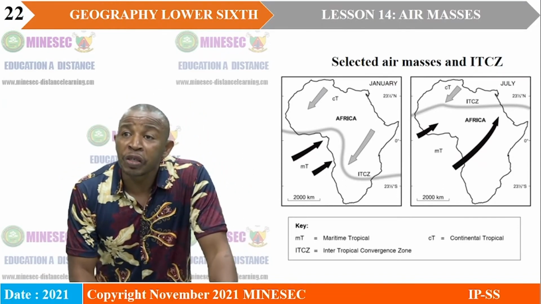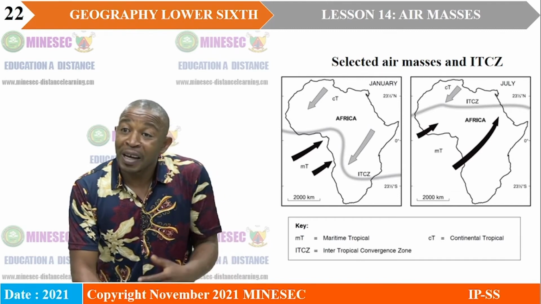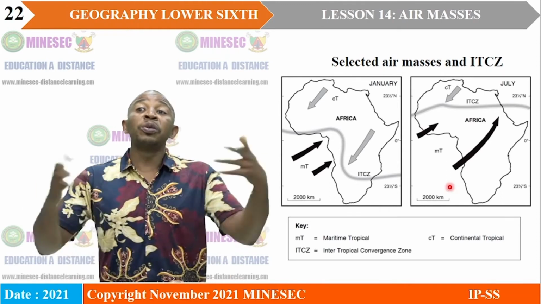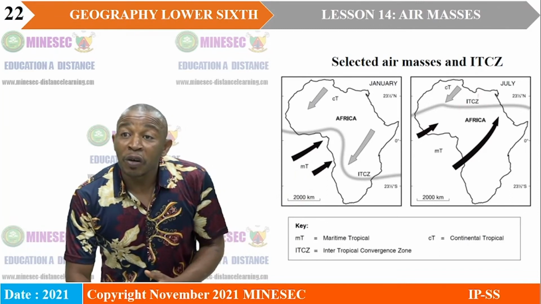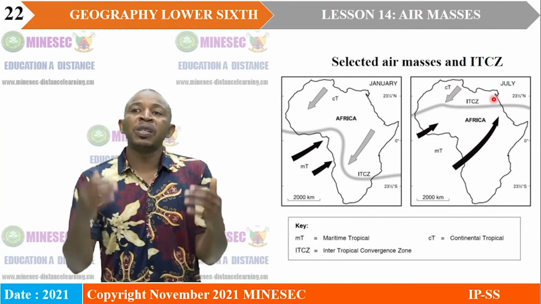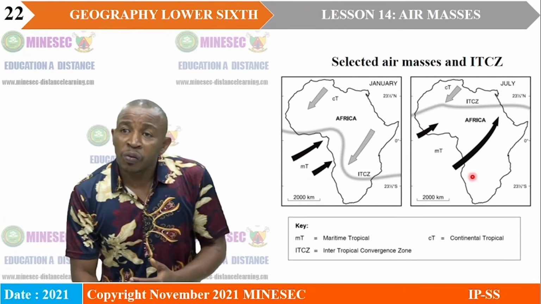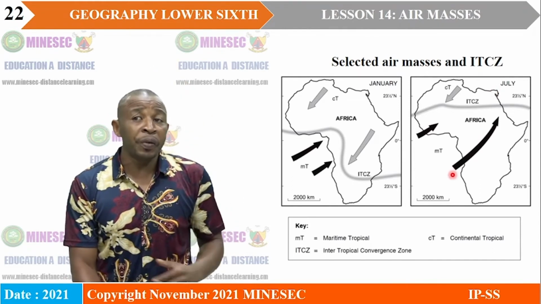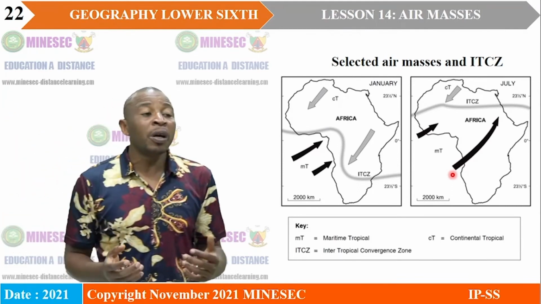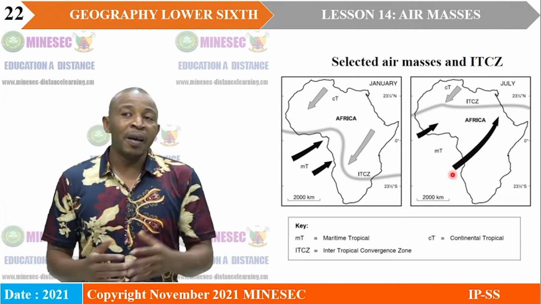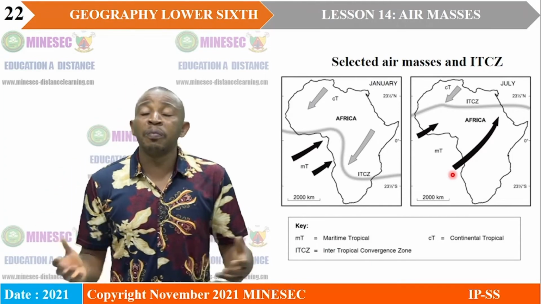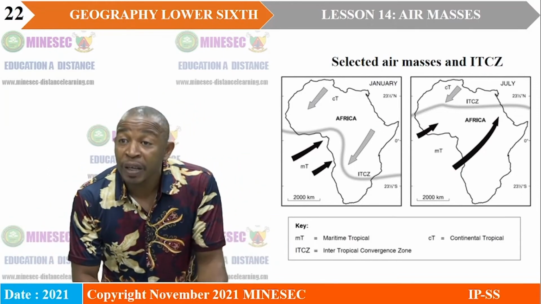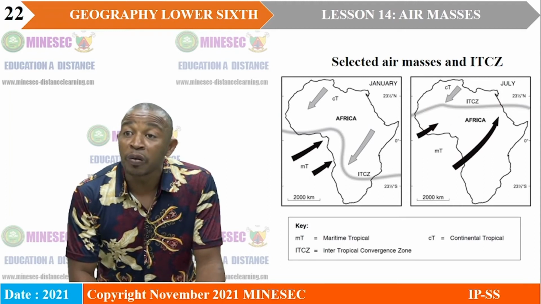Now, let us look at the situation in July. In July, the tropical maritime air here becomes so dominant, while the continental tropical air mass becomes less dominant. It is weak. And so this tropical maritime air now blows right into the continental interiors. As it is blowing, it brings a lot of moisture, and that is what actually brings the rainy season. And this is usually accompanied by moderate temperatures, clouds and atmospheric instability as well, especially in the areas where they meet, the intertropical convergent zones.